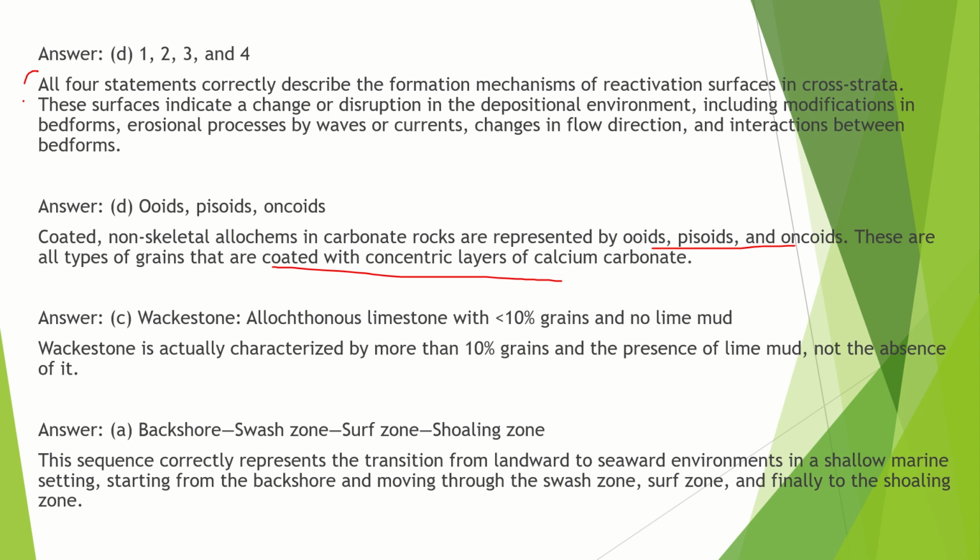Also, about the previous question, all these four statements are correct. So these surfaces indicate a change or disruption in the depositional environment. They include modifications in bed forms, erosional processes by waves or currents, change in flow direction, and interaction between bed forms.